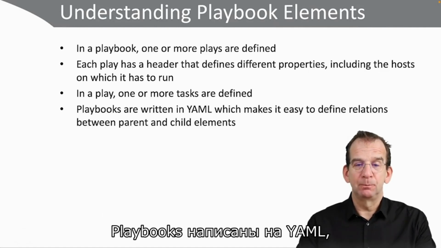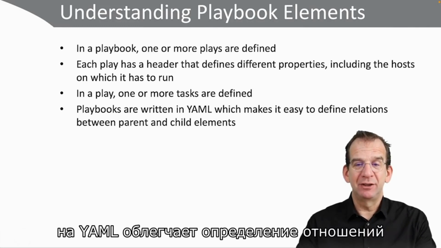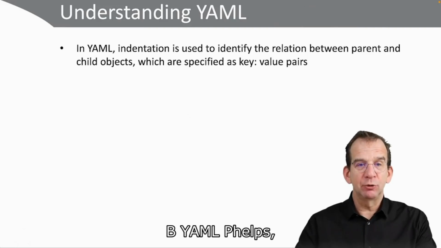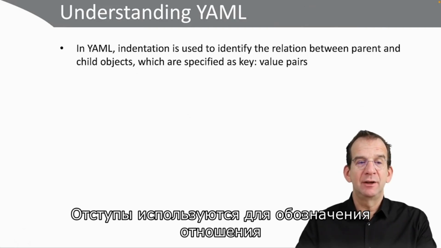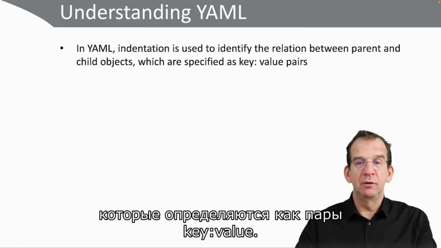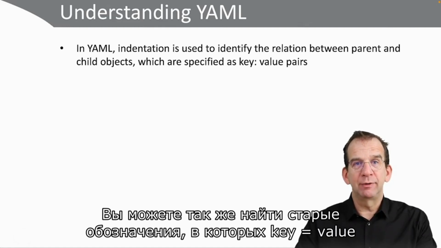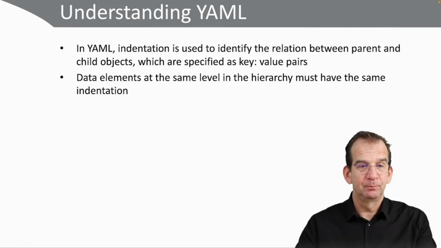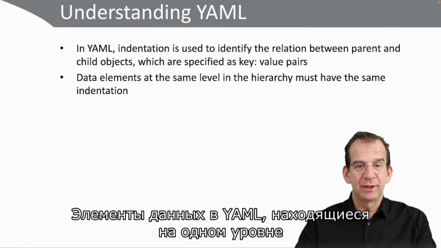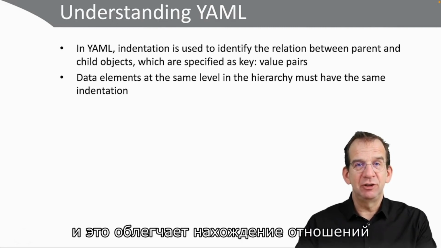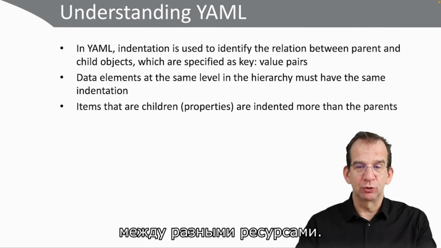Playbooks are written in YAML. And the fact that it is written in YAML makes it easy to define relations between parent and child elements. In YAML files, indentation is used to identify the relation between parent and child objects, and they are specified as key: value pairs. You may also find old notation, which is key equals a value, but key: value is the preferred notation nowadays. Data elements in YAML that are at the same level in the hierarchy must have the same indentation, and that makes it easy to find the relation between different resources.